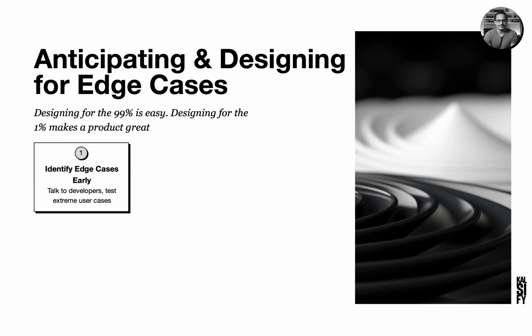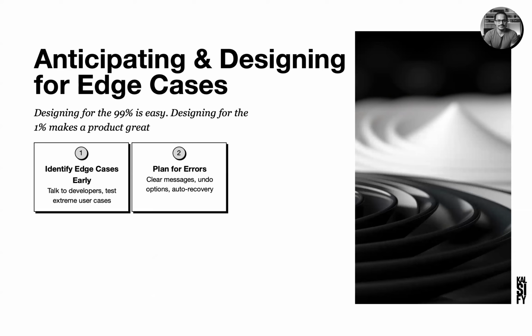Mistakes happen. The goal? Help users recover quickly. Show clear, helpful error messages. No confusing tech jargon. Let users undo mistakes. Don't make them start over. Offer autosave and retry options so progress isn't lost.